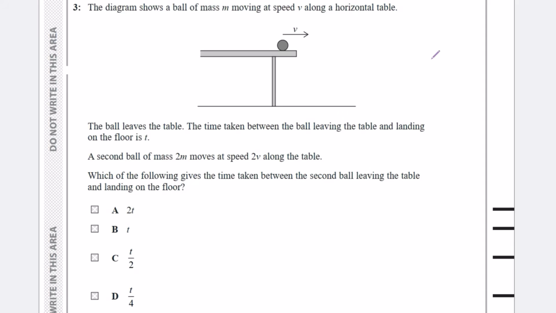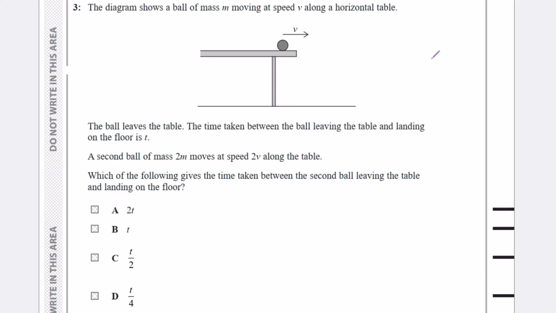Question 3 says, the diagram shows a ball of mass m moving at speed v along a horizontal table. The ball leaves the table. The time taken between the ball leaving the table and landing on the floor is t. A second ball of mass twice m moves at speed twice v along the table. Find which of the following gives the time taken between the second ball leaving the table and landing on the floor. So for this specific question, this is a lovely question.